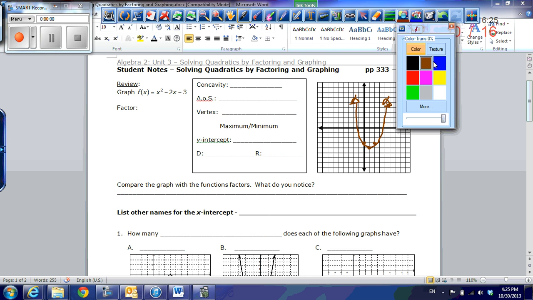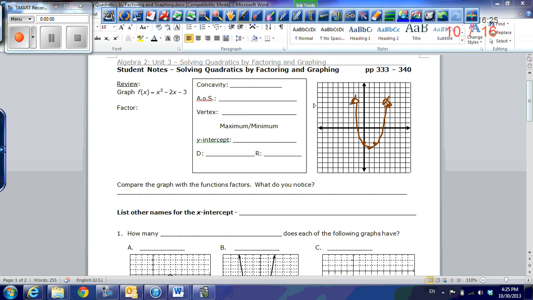Hopefully you remember from the previous day that concavity is whether it's up like a cup or down like a frown. This one is up like a cup. The axis of symmetry is the invisible line that goes through the vertex. And that's always x equals, and then what's the x value? In this case, it is positive 1, the x value right there.